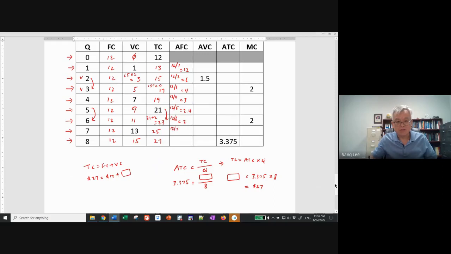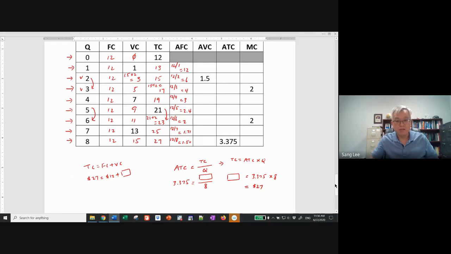When you produce 7 units, it's about 1.71. And finally, 12 divided by 8 units is $1.50. Okay, so what do you see? Can you confirm that average fixed cost always declines as more output is produced? Yes, that's true. Now, average variable cost is simply variable cost divided by Q.